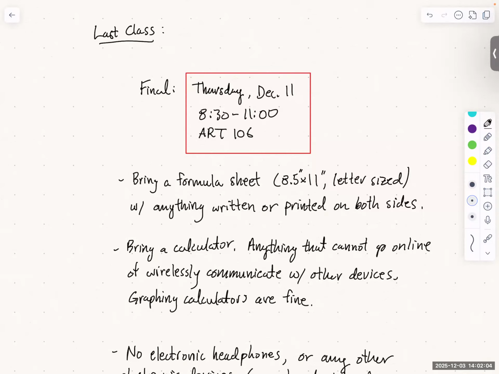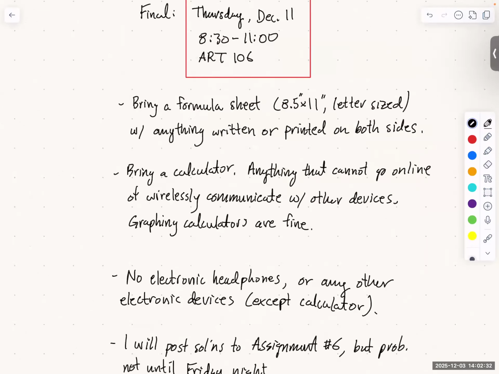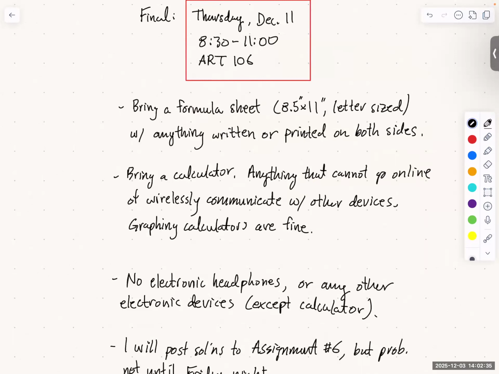Let's go over some exam logistics just to make sure we get that done. Our exam has been scheduled for Thursday, December 11th. So I guess that's a week tomorrow. And it starts at 8:30. Unfortunately, I didn't schedule it. I get the schedule from administrators just like you do. So it's going to be in Art 106, if I wrote that down correct.